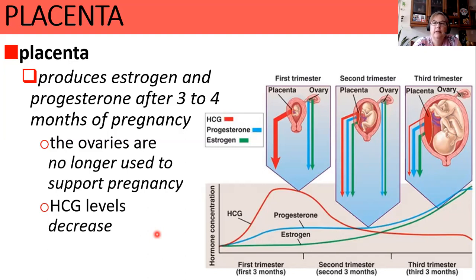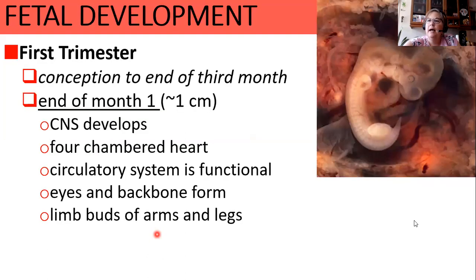All right. So we're just going to run through some of the major events that happen during the pregnancy. So the first trimester is from conception to the 3rd month of pregnancy.